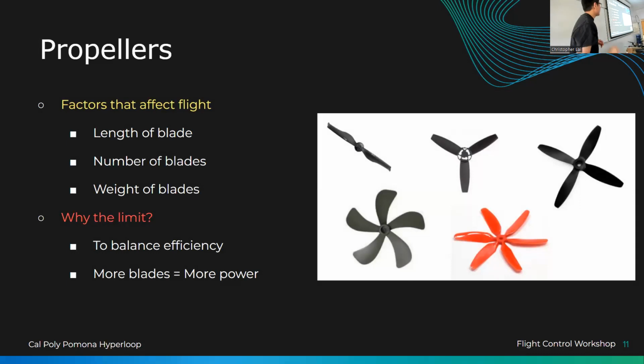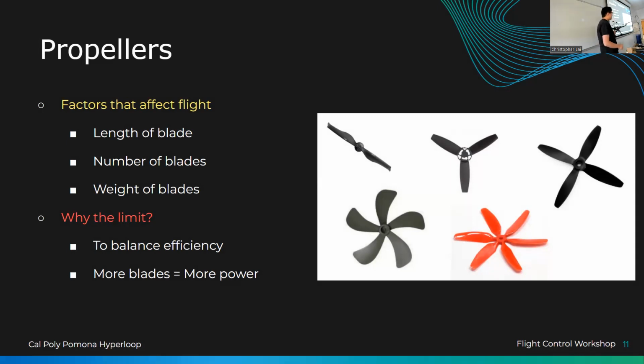Now, we're going to be talking about propellers next. And propellers are these little plastic pieces on top of the drone that actually provide the drone thrust and allow the drone to fly. There are a lot of different types of propellers, but the main factors that can affect the flight are the length of the blade, the number of blades, and the weight of the blades.